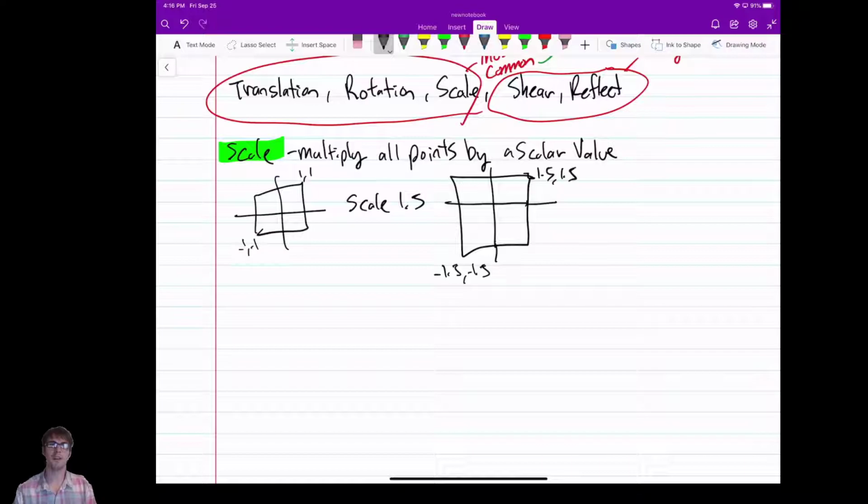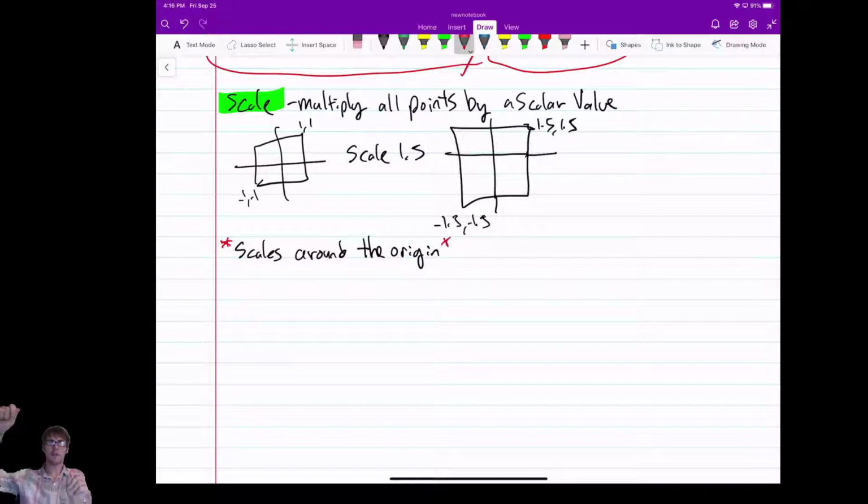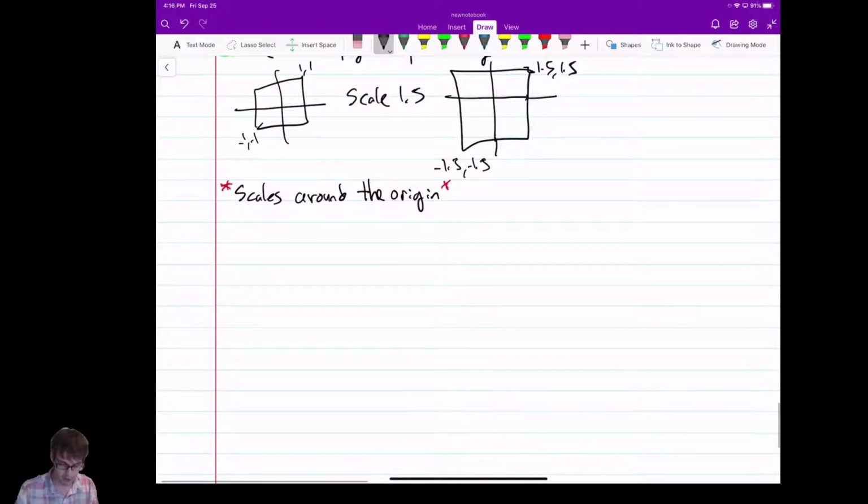I scale it up by some factor. Now the key thing, and this is going to keep coming up with these transformations that we do, is it scales around the origin. So if all my points are positive before, they all stay positive. If it's centered on the origin, it's staying centered on the origin. And that kind of throws people for a loop sometimes. So I can actually draw that out.